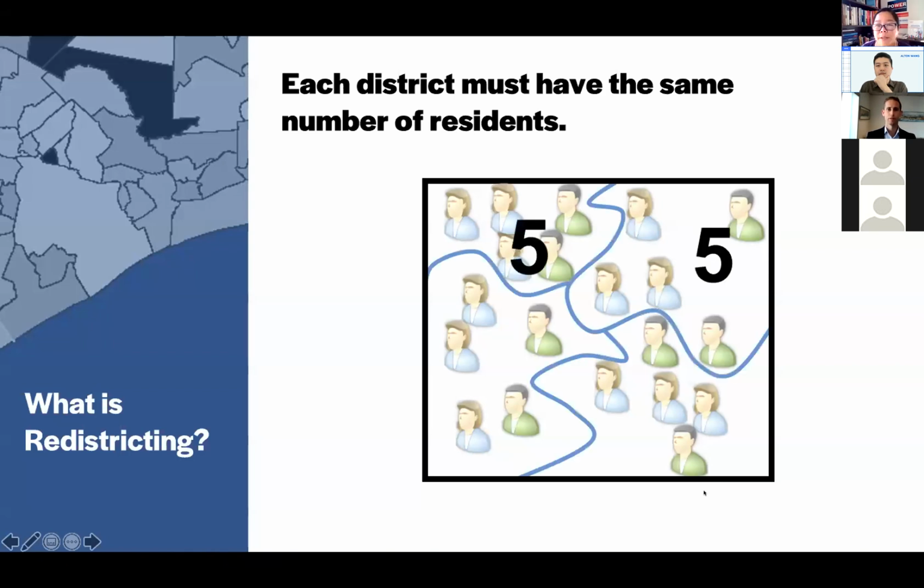So here's the basics. Each district has to have an equal number of residents. That's basically why we do redistricting every 10 years or sometimes more often, right? And that is that we know that we take a census. We count how many people live in a place. Here in our imaginary town, we have a total of 20 people, and we have an imaginary 4 districts. When you take 20 divided by 4, you end up with the simple math of 5. That means that each district should have 5 people.